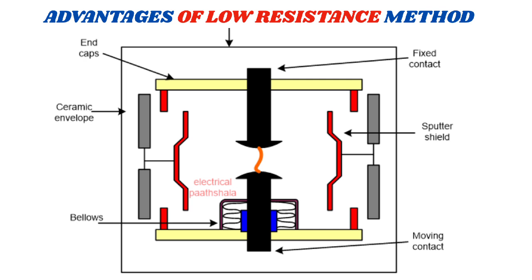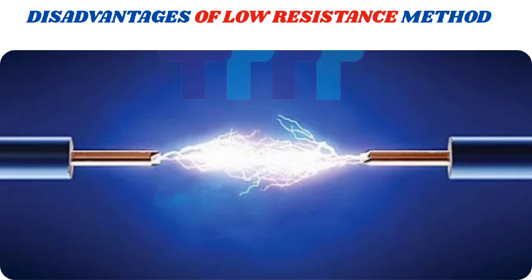The low resistance method can reduce contact wear, as the arc is extinguished quickly, and the contacts are not subjected to prolonged arc exposure. Having recognized the benefits, what are the drawbacks of the low resistance method? The low resistance method also has some disadvantages. This encompasses the following. 1.